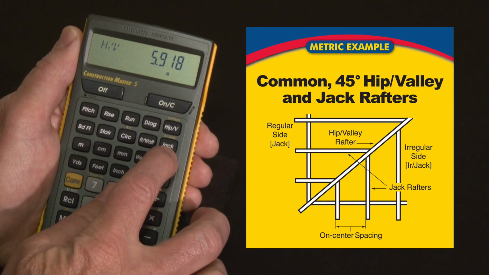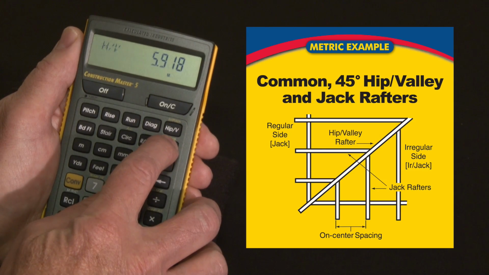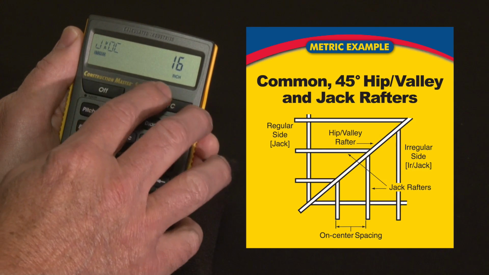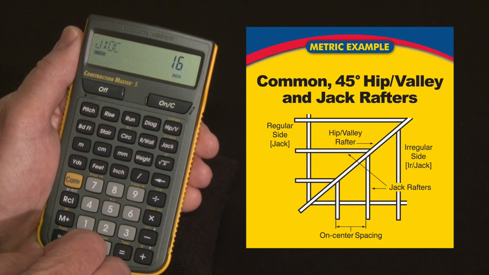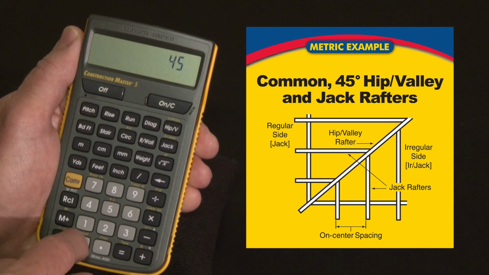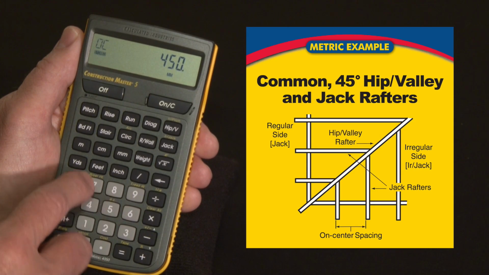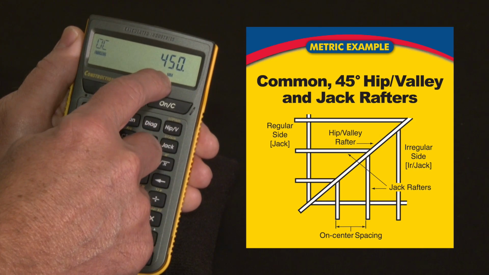You can also calculate jack rafters. Pressing the jack rafter key shows you the jack on center spacing. We've got the default set up here in the States as a 16-inch on center spacing. For a metric application, you might want to go 400 or maybe 450 millimeters. So let's just enter that, 450 millimeters. Then over the 5 key, the second function says on center, so I just go convert 5. And now it says on center is stored, 450 millimeters.